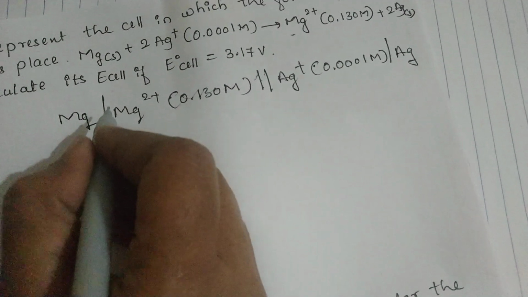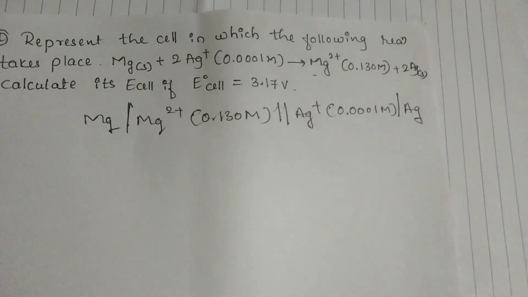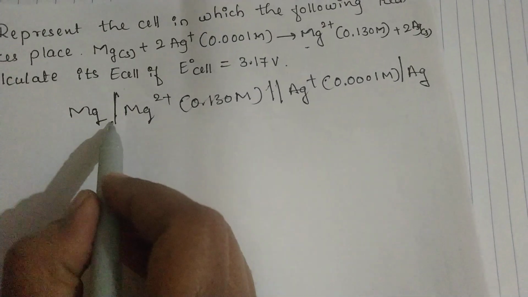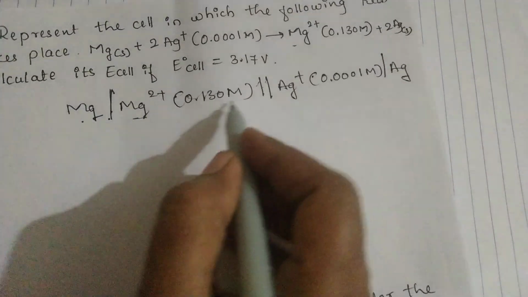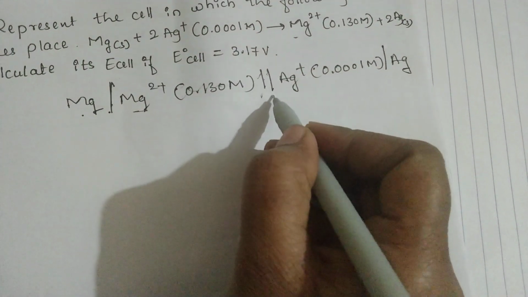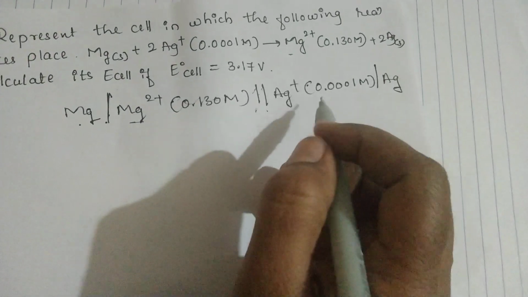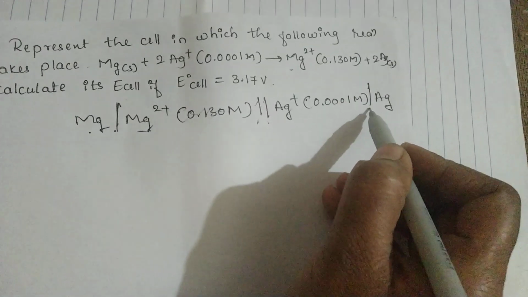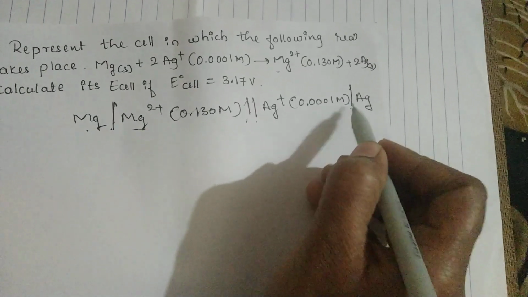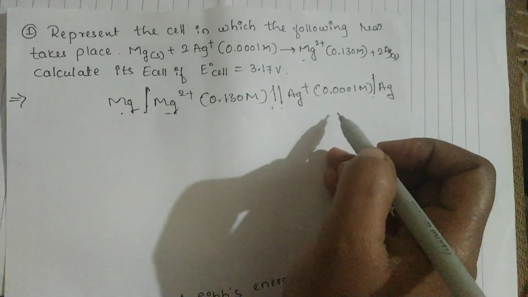Here the single vertical line represents the electrode between a metal and an electrolyte solution, and the double vertical line indicates the salt bridge between the two electrodes. This is also a single vertical line, which indicates the electrode between the metal and the electrolyte.